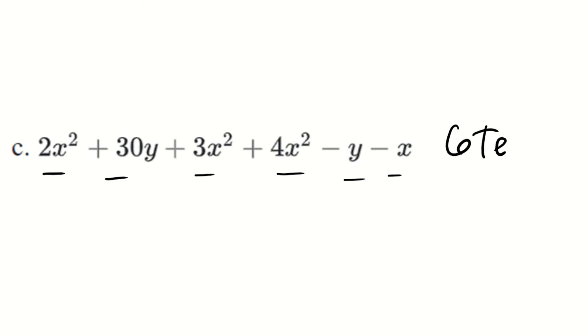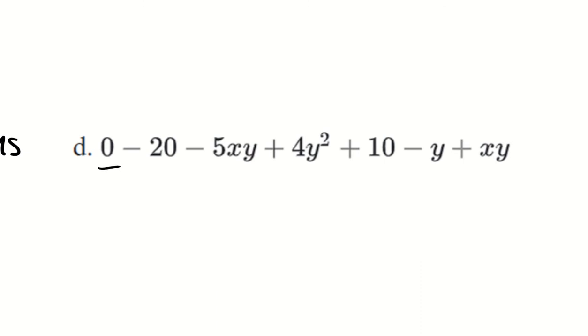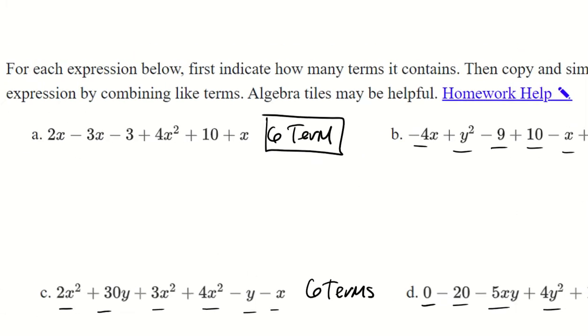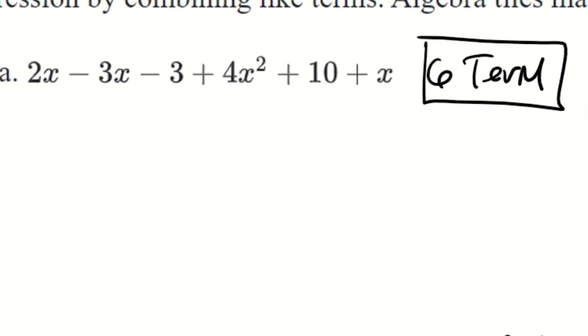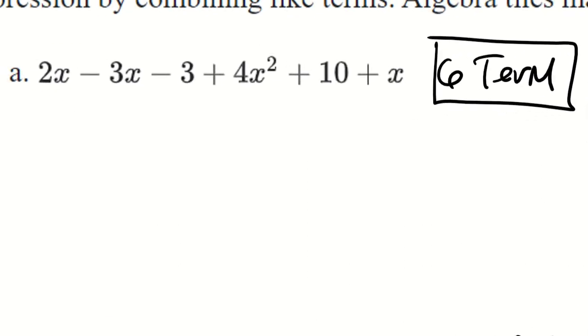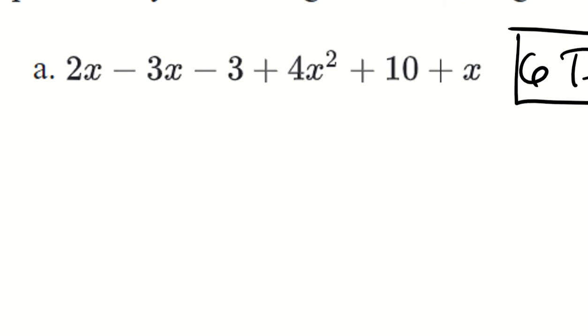And let me guess, this one's going to have 7? No. 1, 2, 3, 4, 5, 6, 7. It does have 7 terms. However, I can see that clearly some of those are going to go away because one of them is the number 0. All right, so let's go through now and simplify. So let's take a look at this one that had 6 terms. And I'm going to group up some things that are like terms just based on some color.